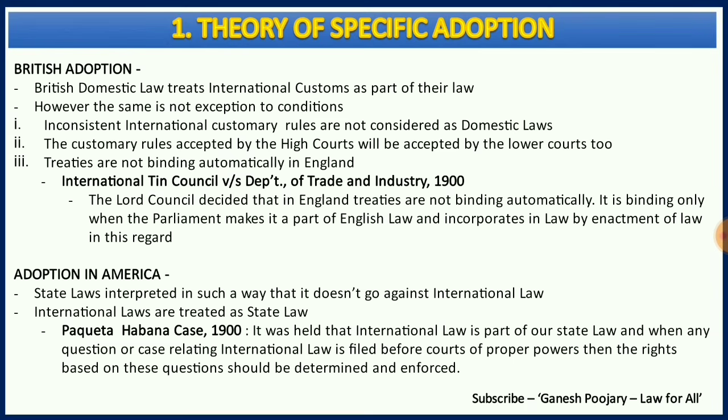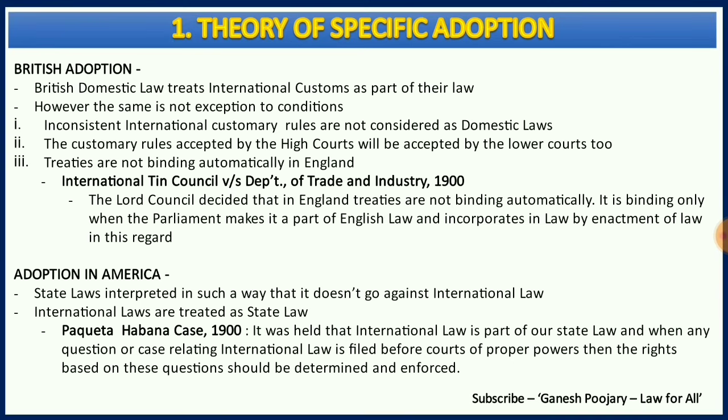Now, one important thing which makes international custom not part of the British law if it is inconsistent with the domestic law of them. Otherwise, they are directly considering them as the part of their domestic law. But when it comes to treaties, they have their own reservations, which was discussed in the case law of International Tin Council versus Department of Trade and Industry, where the Lord Council decided that in England, treaties are not binding automatically. It is binding only when the Parliament makes it a part of English law and incorporates in law by enactment of law in this regard.